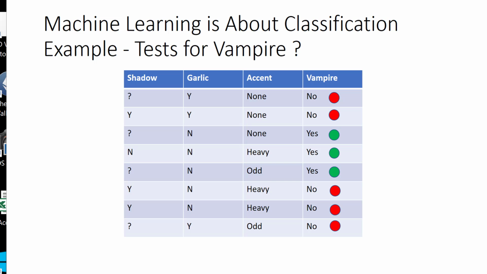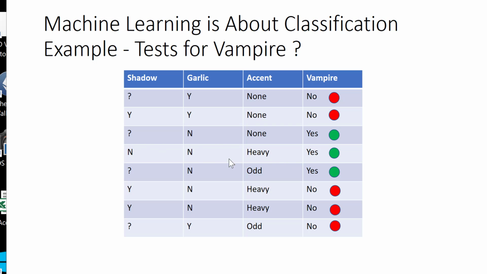And here's our results now for these various tests. So in the first row we don't know if there's a shadow or not, but they did eat garlic, and so they don't have an accent either, and so they're not a vampire. So this is basically our training data. And in the next row, yes, they cast a shadow, they ate garlic, no accent, they're not a vampire. In this case, we couldn't tell if there's a shadow or not, but they wouldn't eat garlic, and they didn't have an accent, but they were a vampire.